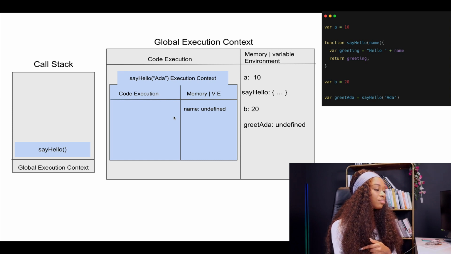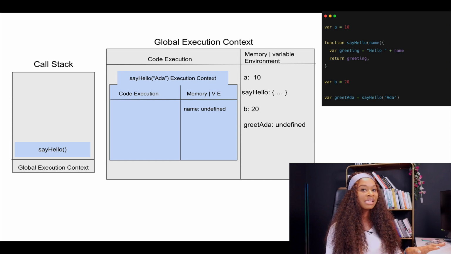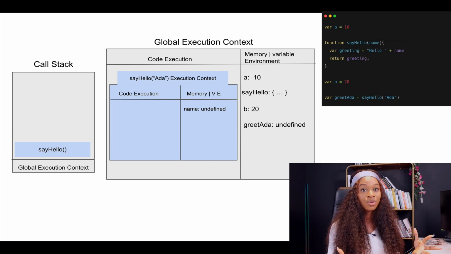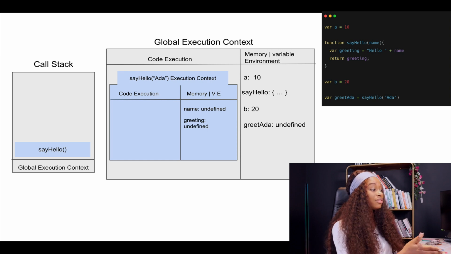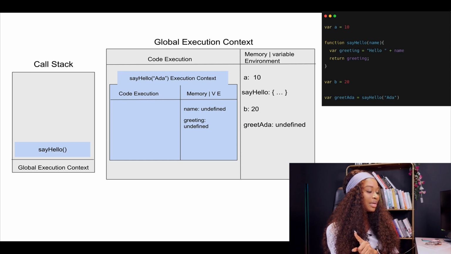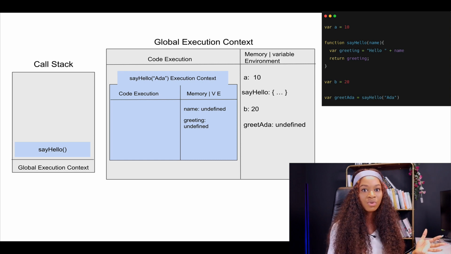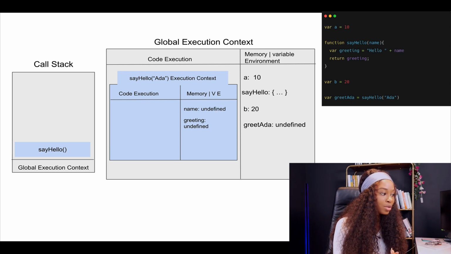On the next line we have a variable called greeting, and greeting is assigned the evaluated result of concatenating the string hello and the string name. But since we're still in the memory creation phase, it just temporarily assigns undefined as a value to greeting, and moves on to the next line. On the next line we have return greeting. So that's the end of the memory creation phase, because there's nothing else to be allocated to memory here.